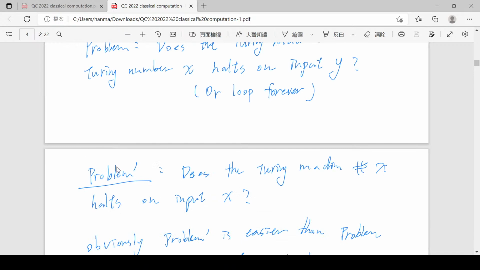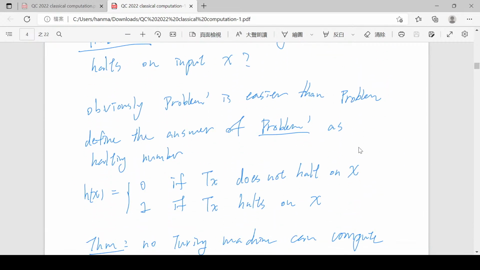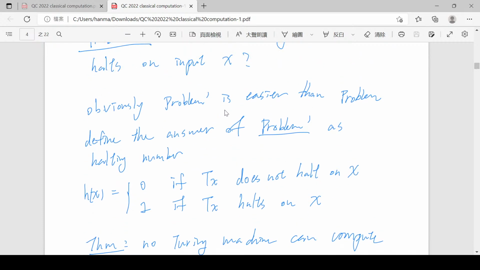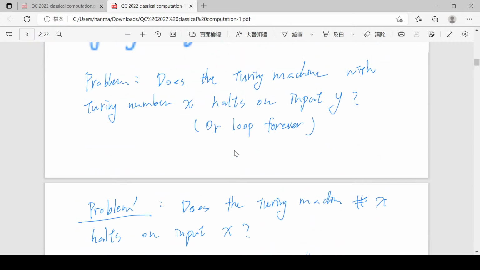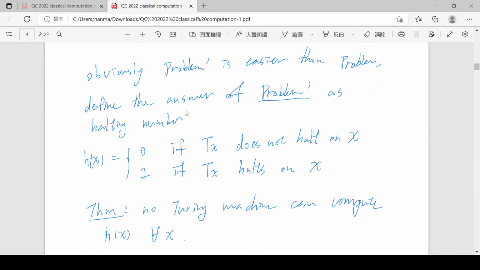So now we consider this problem prime, which is still very hard. We are going to show the problem prime is undecidable. And now we introduce a little more notation to make it a little easier. So we assume this problem prime is solvable. If it is solvable, then we can define its answer as some function.